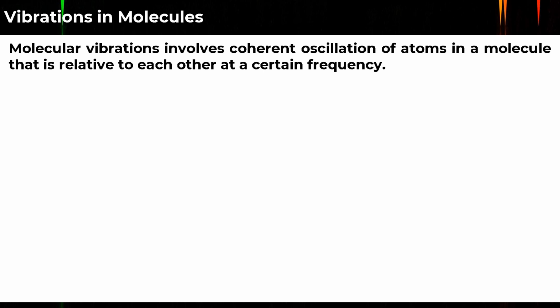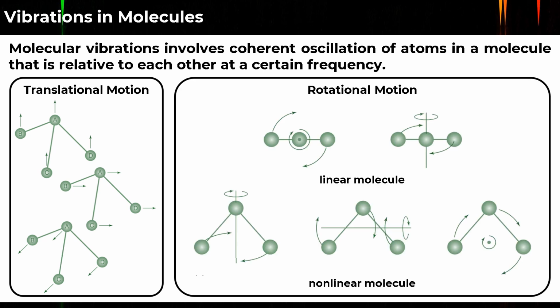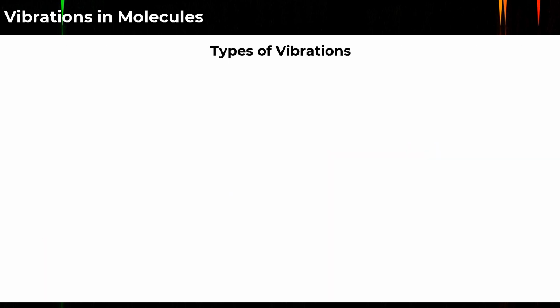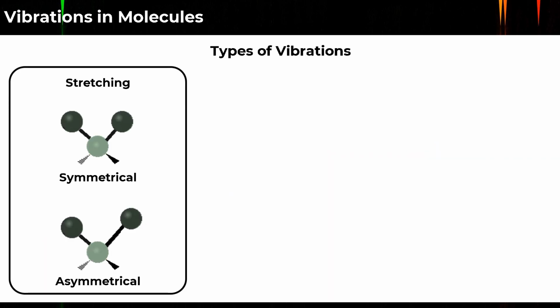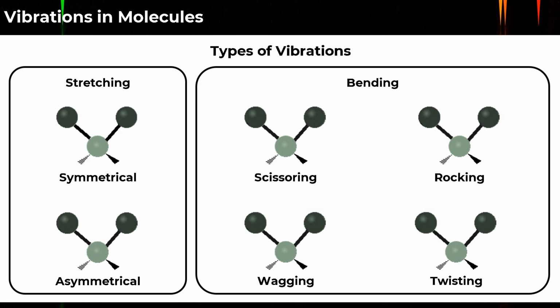A molecule has a translational and rotational motion as a whole, while each atom has its own motion or vibrational motion. This picture shows the translational motion when the whole molecule moves uniformly in one direction, and this figure shows the rotational motion for nonlinear and linear molecules when the molecule moves circularly in a fixed orbit. There are two types of vibration: stretching, or the changes in the interatomic distances along the bond axis, and bending, or the changes between the bonds in a molecule.